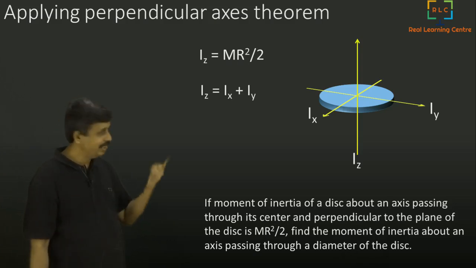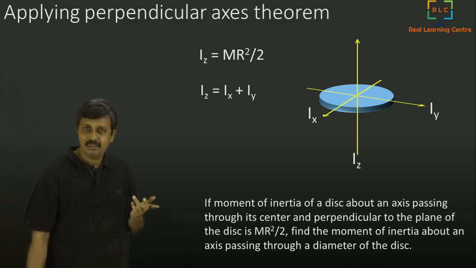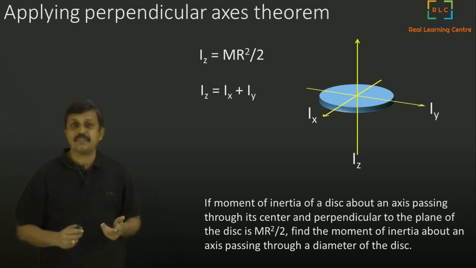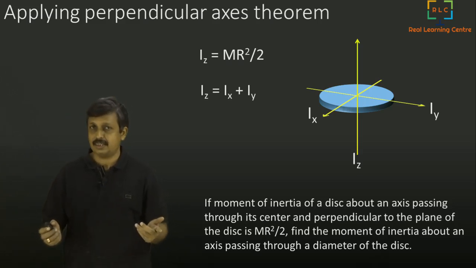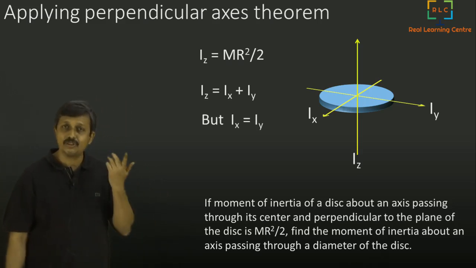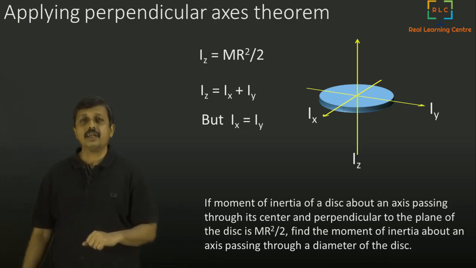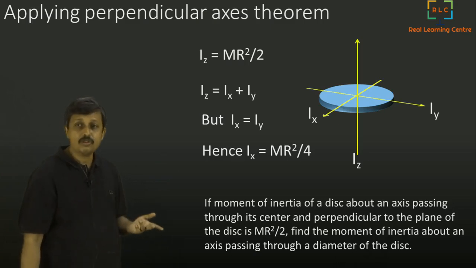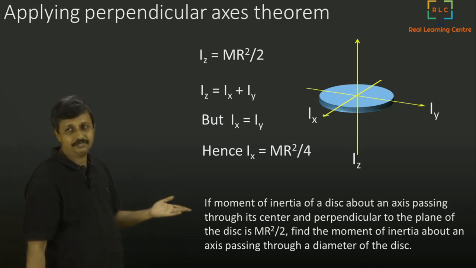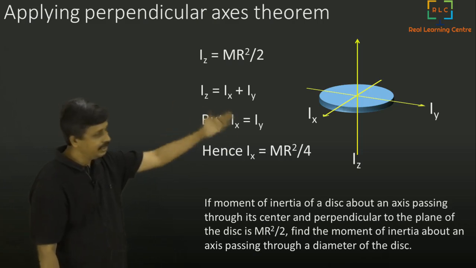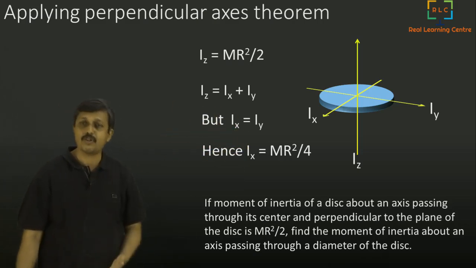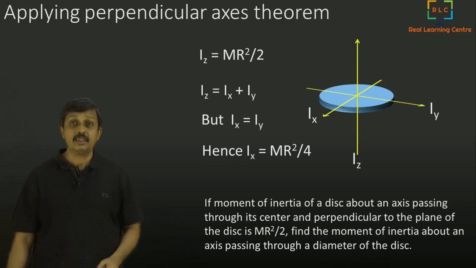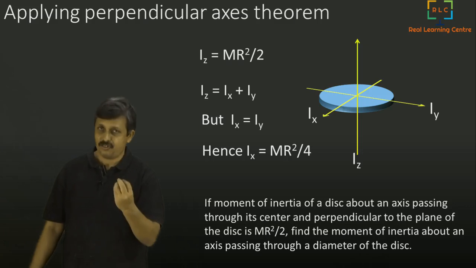But if you look at this very carefully, this is actually symmetrical. Whichever diameter you take, you cannot have a different moment of inertia. There is a symmetry for that. So Ix has to be equal to Iy. Hence your Ix or Iy, if you want to calculate, will be equal to MR square by 4. Because one of them is MR square by 4, another is MR square by 4, added together is MR square by 2. That is Iz. That is how you can calculate moment of inertia in such scenarios.